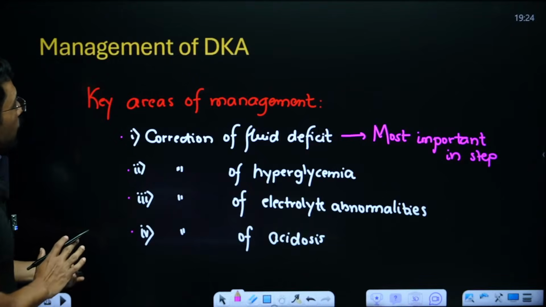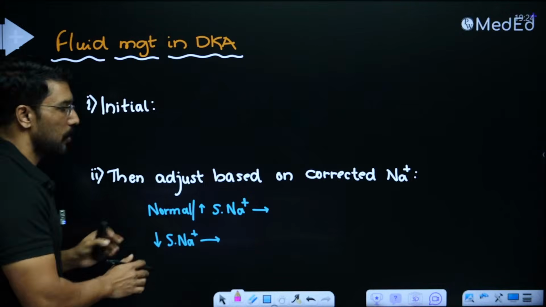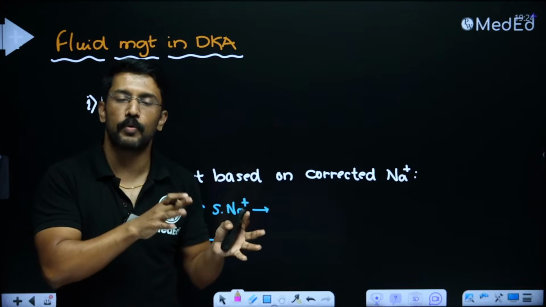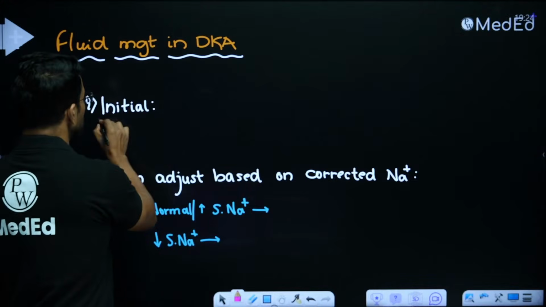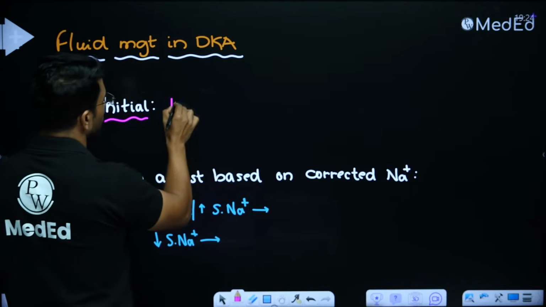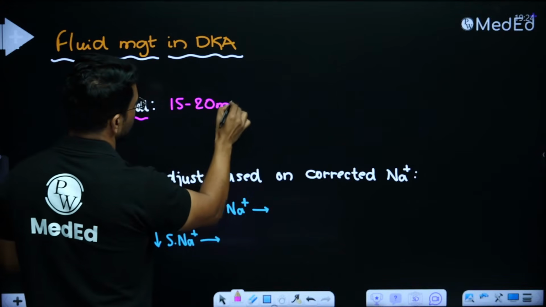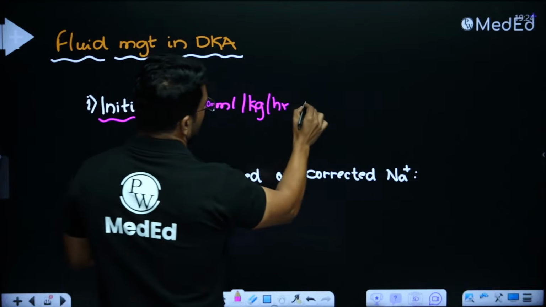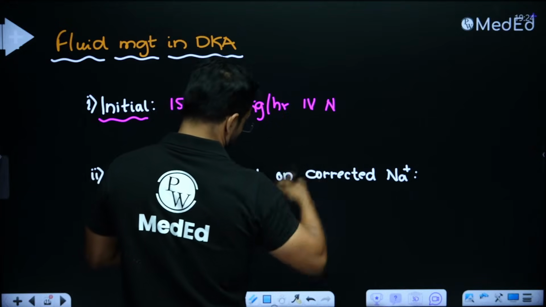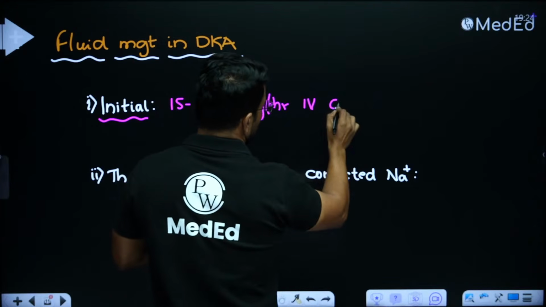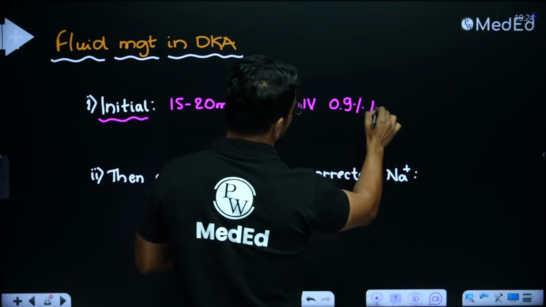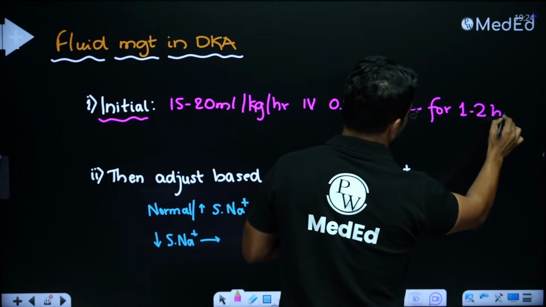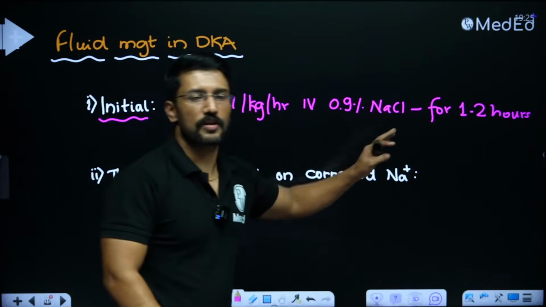Okay, so first we will address how to manage fluid deficit in DKA. Because they have 4 to 6 liters of fluid deficit, and HHS almost 9 liters, I have to at least load some amount of fluid immediately. That is why initial fluid management is very, very crucial. So we have to give around 15 to 20 ml per kg per hour IV 0.9% or normal saline for 1 to 2 hours. In my setup, I generally give for 2 hours.